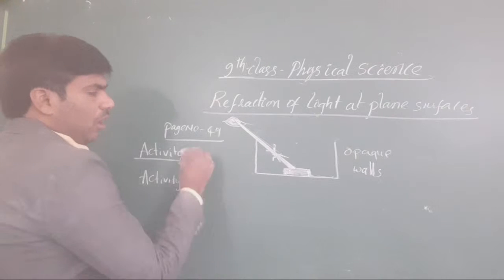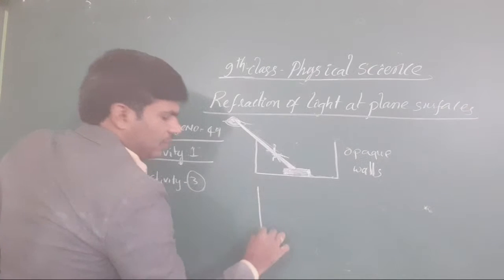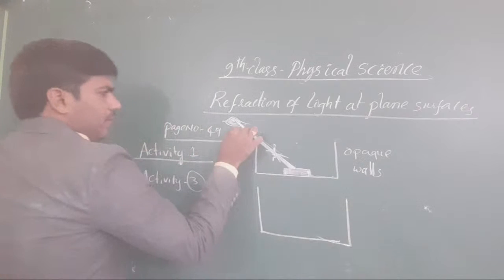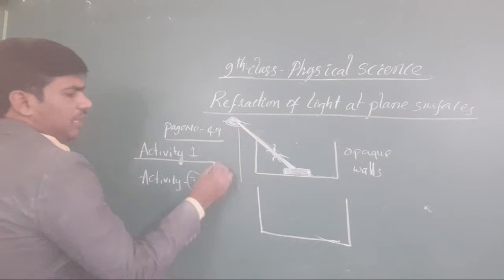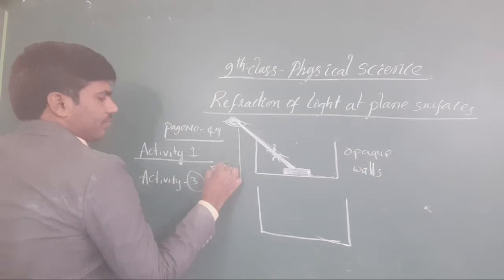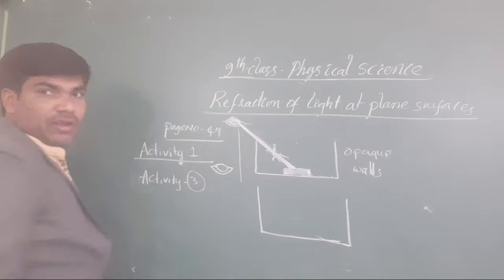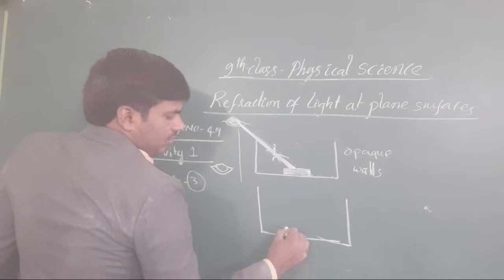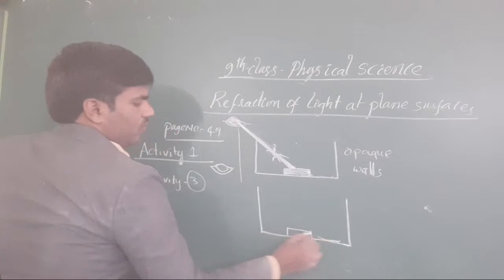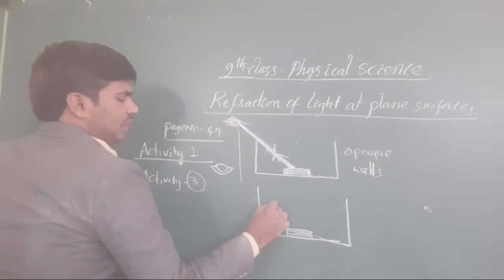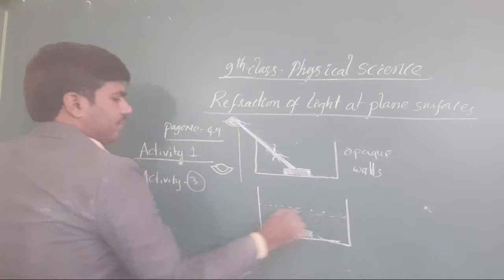Okay, you go away from it. That means in the second diagram, you are not here. Your eye may be here. Clear or not, all the students? And you take some water in this particular vessel, inside it.